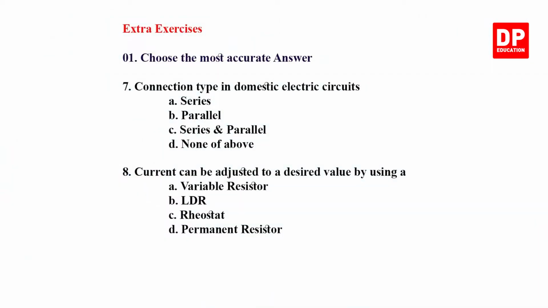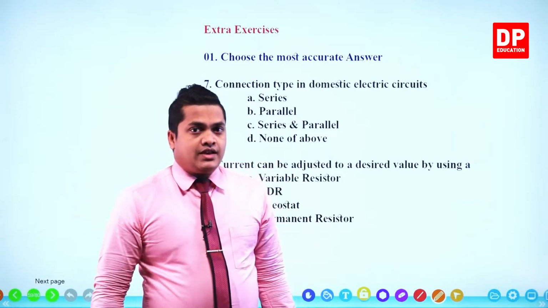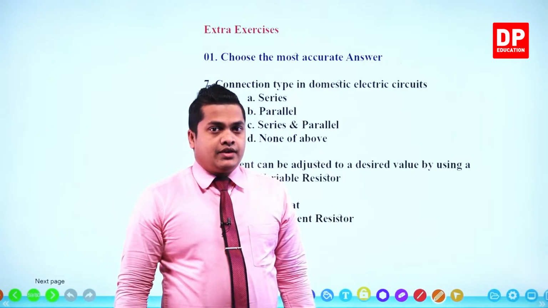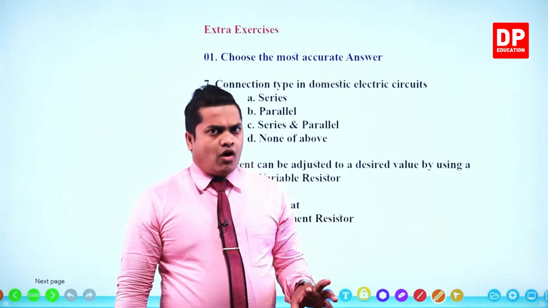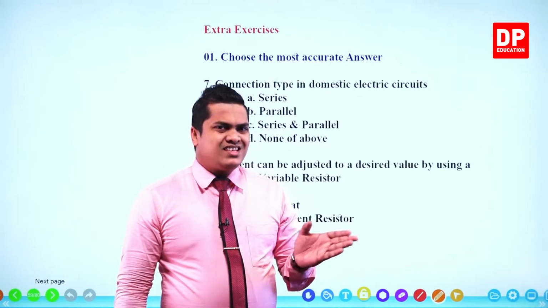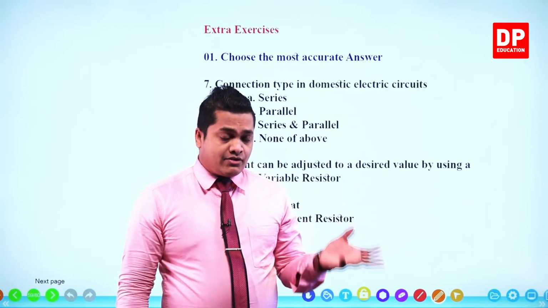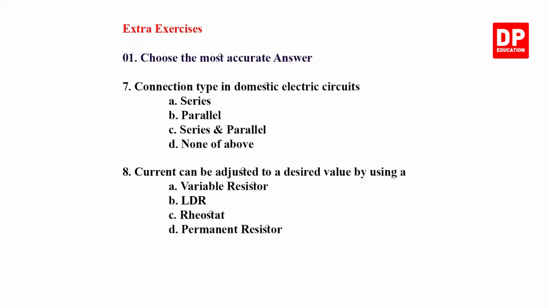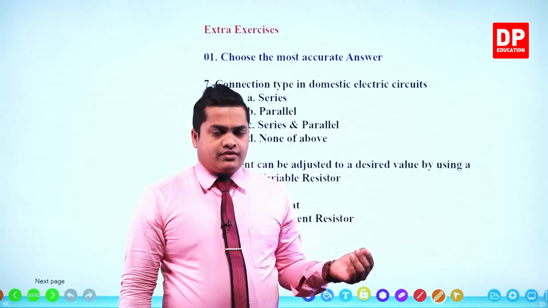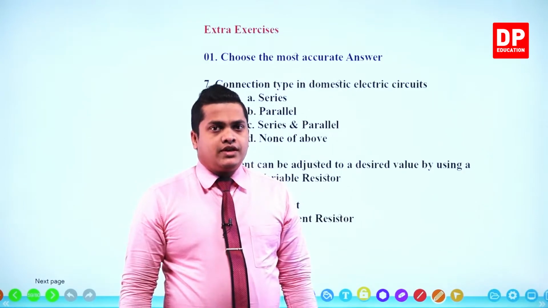Connection type in domestic electric circuits. Now, when you take domestic electric circuits, my dear children, when you're going to turn on the fan in your living room and when you're going to turn it off, if it has a series connection, then all the bulbs and all the switches, all the electrical appliances in your house should turn off, right? If it is having a series connection. That's how a series connection is going to work. Turn one off, and all the things are going to turn off in a series connection.